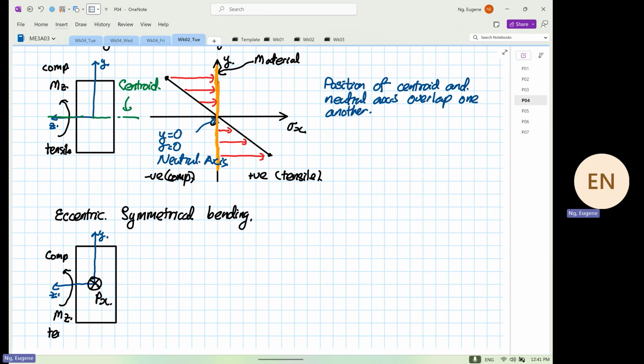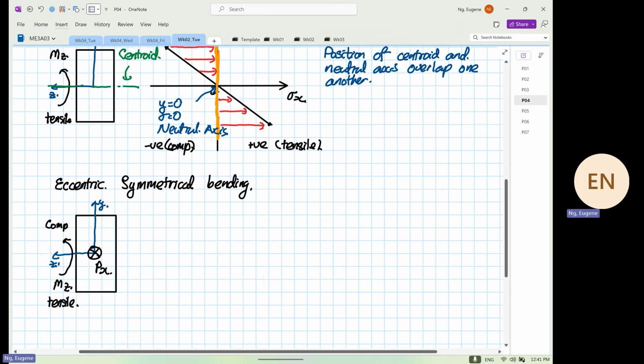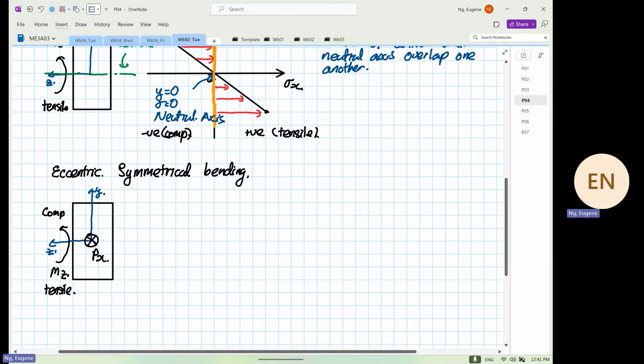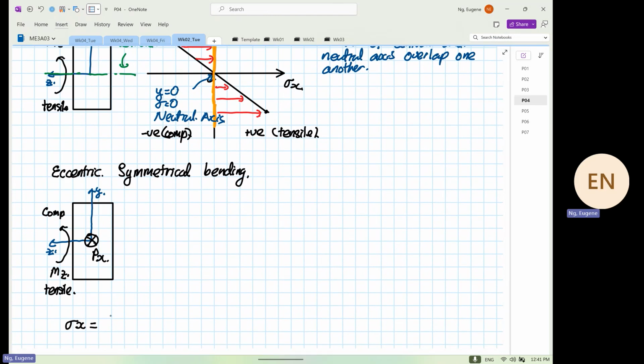Over here, this is what? Tensile. Okay. So now we know that to calculate the eccentric symmetrical bending, the formula we're going to use is stress x is equal to px over A plus or minus Mz over Izz multiplied by y. For this case, Px is acting inwards, you call it what? Negative. Are we clear? If Px is acting into the face, it's negative.